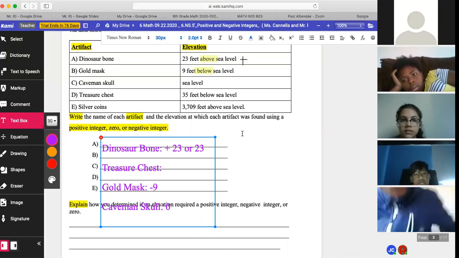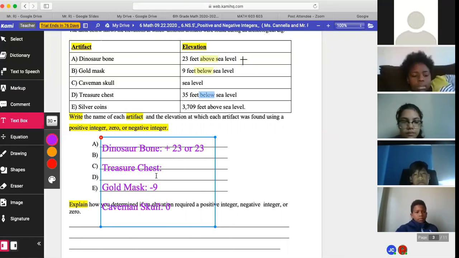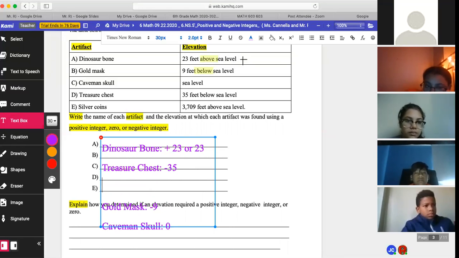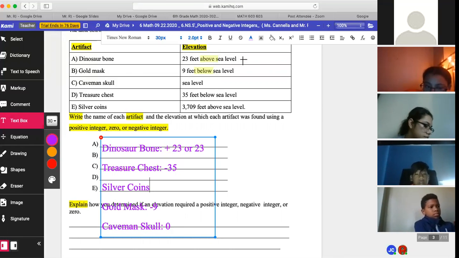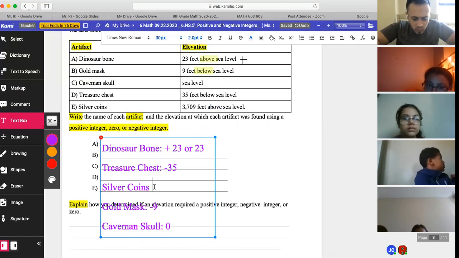Flavia, I guess you can answer this question. When you have the word below, is that a positive or negative integer, dear? Negative integer. Excellent. Pay attention because you have a test on this on Thursday. Silver coins. Oops, I got to spell right. Silver coins. Steven, we got above sea level. It's a positive. Good. How do I write positive? What are the two ways?